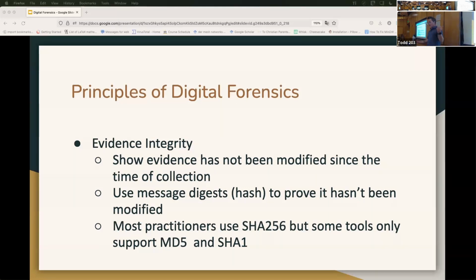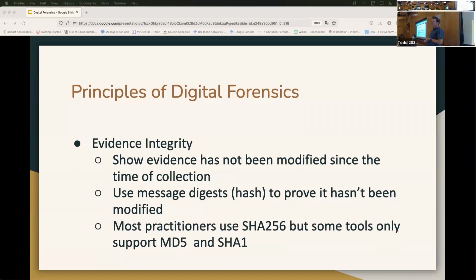Along with authentication as well, we've got evidence integrity. So we need to show that the evidence we have collected has not been modified since we collected it. The main way that this is done is through message digests or hashes, right? If we have some evidence and we input it through a hashing algorithm, we're going to get the same hash back as long as nothing has been changed. So this is going to make sure our evidence hasn't changed since we collected it.